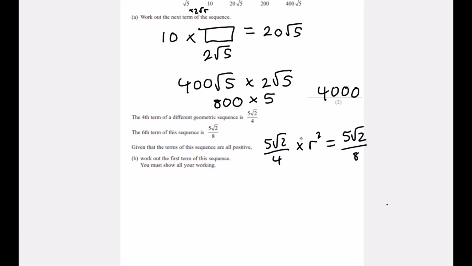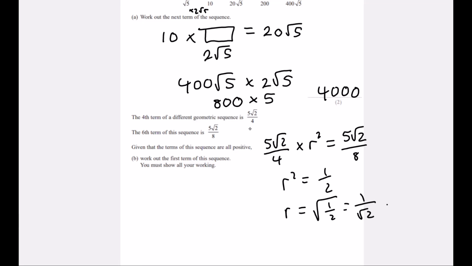So this r squared is going to be a half, because 5 root 2 over 4 times a half is 5 root 2 over 8. So r squared is a half. So the common ratio must be the square root of a half, which you can write as 1 over root 2 or a half. But we want to know the first term.